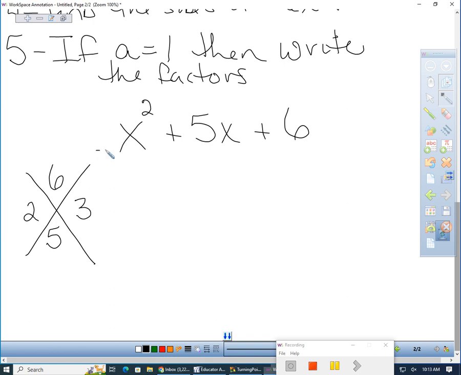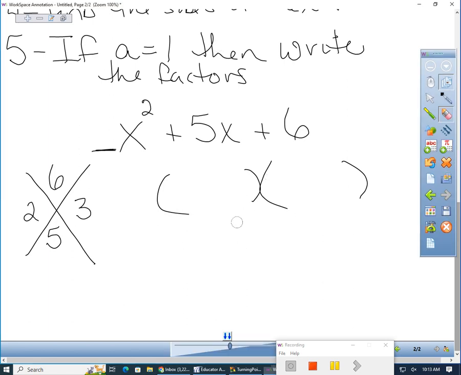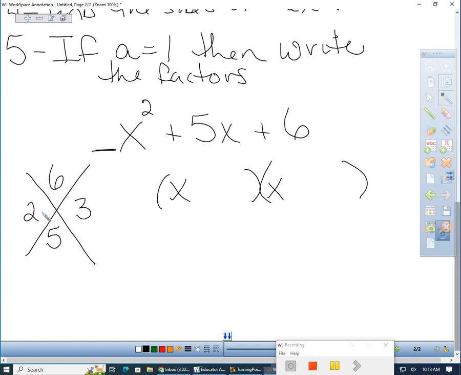Now, since this leading coefficient is a 1, magical, wonderful 1, we get to write our factors. So you're going to have 2 sets of parentheses. The first spot is the variable we are using, in this case x. So I have x and I have x. The second spot is the sides of my x. So this side is a positive 2. This side is a positive 3. That's it. So that's what we're doing today.